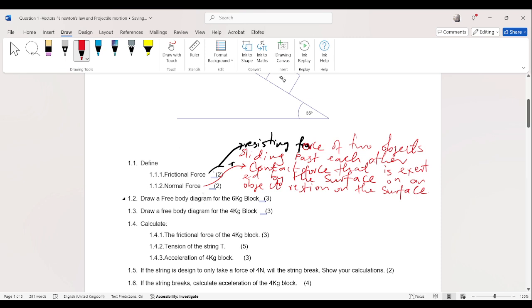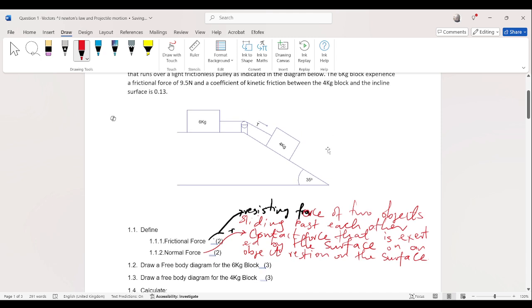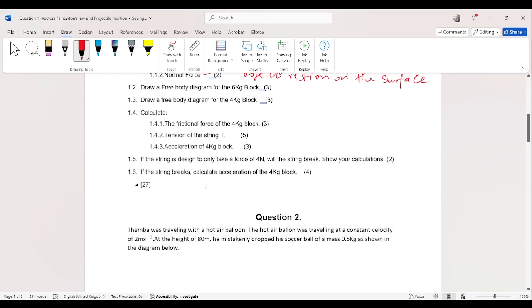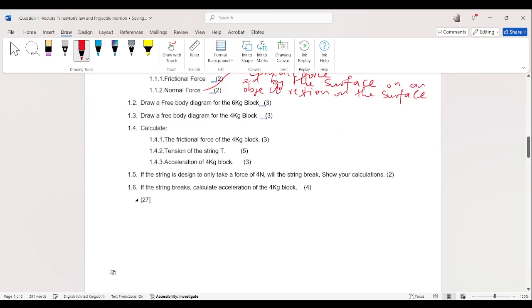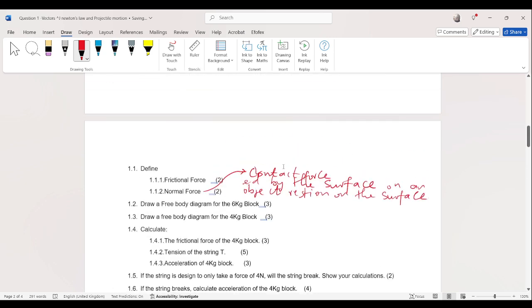Okay, they said draw a free body diagram for the 6 kilogram block. First of all, we are talking about contact forces. Whenever there's contact, there's a force. Now, a free body diagram will be something like this. Let me see.